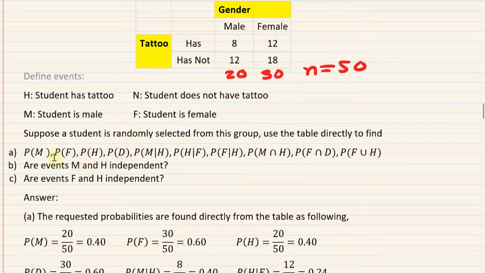Actually, let me adjust this. M is for male, F female, H has it, and D. Okay, instead of N, let me change that to a D. There you go. Does not. D for does not have tattoo. That makes more sense now.